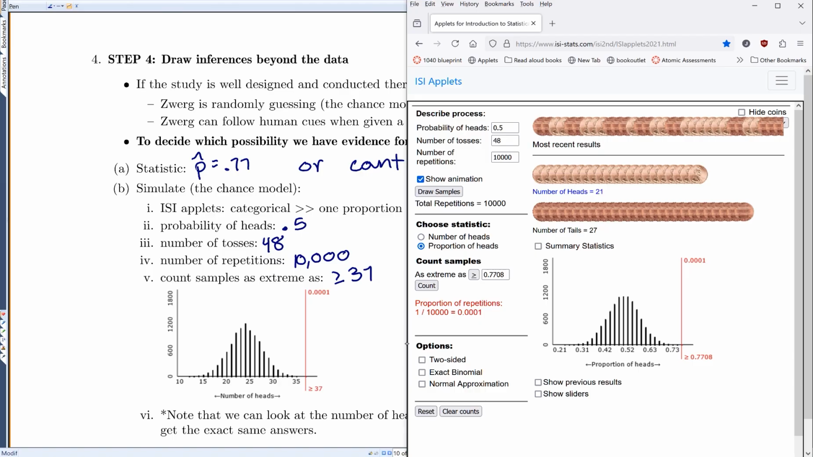Okay. Notice the p-value looks exactly the same. The histogram looks exactly the same. The only thing that changes down here is the actual numbers. So instead of going from 10 to 35 for the number of heads, it goes from 0.21 to 0.73 because it's the proportion of heads. So it doesn't matter whether you do counts or proportions, you get the exact same answers.